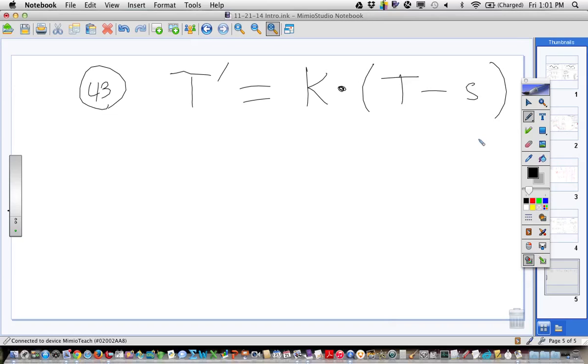When is this going to be its biggest? When the coffee is the hottest. When the coffee is the hottest, this difference will be the greatest, and that's when the rate of change is greatest. Does that make sense? It will cool faster at the beginning, and then as it gets closer to room temperature, it'll slow down. So this is a pretty easy little equation that describes that situation. The rate of change is proportional to the difference between the temperature itself and the room. Of course, then the problem is how do we solve that?